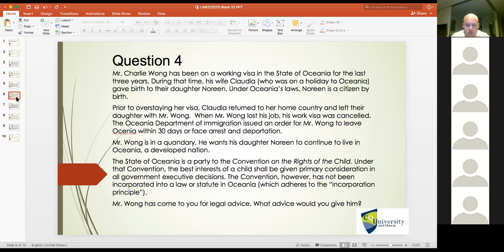From Kathleen, the court may be guided by a treaty and international law. But what does that mean, Kathleen? What do you mean?